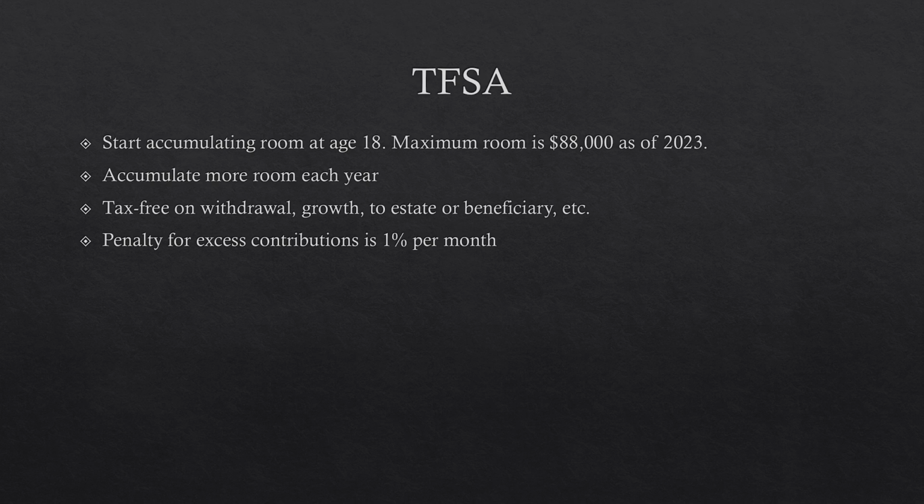If you do go over your contribution limit, then there is a penalty. So you would have to pay 1% per month in penalties. So it is really important to stay under that limit. So for example, if you were turning 18 this year, 2023, well, you'd only have $6,500 of room because that was the contribution room you gained this year. Next year, you'd get another $7,000, and you just start accumulating more room each year.